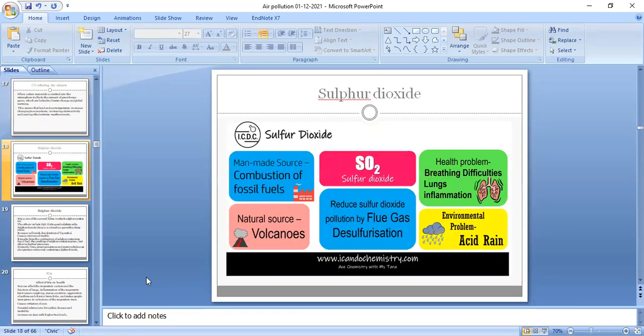Now the sulfur dioxide. The man-made source of sulfur dioxide is from the combustion of fuels. Natural sources are from volcano eruptions, and the health problems it causes are breathing difficulties and lung inflammation, and it is also the culprit of acid rain. When it reacts with water, it forms sulfuric acid, H2SO4.